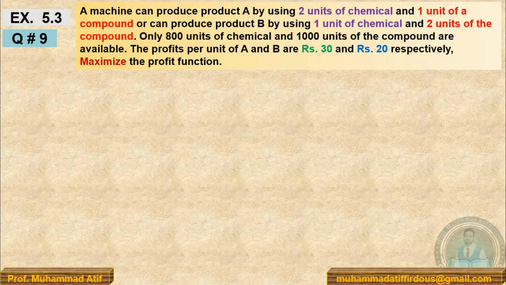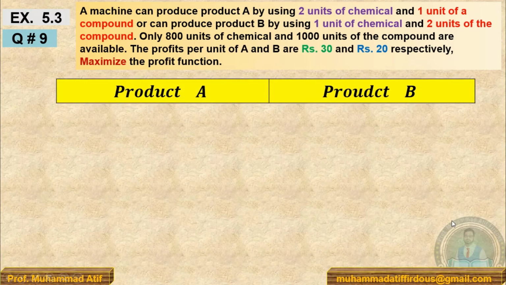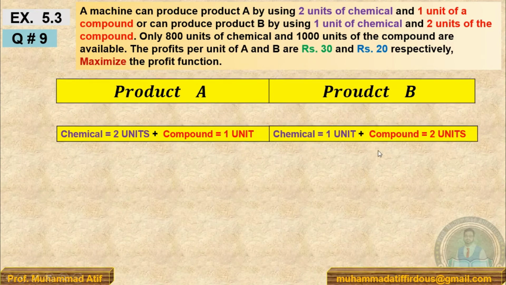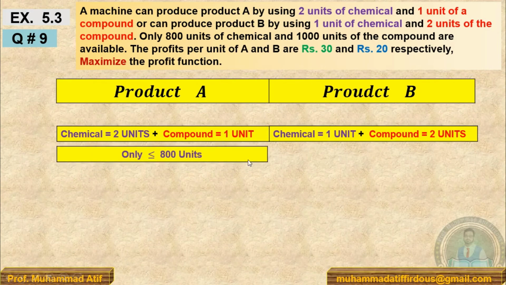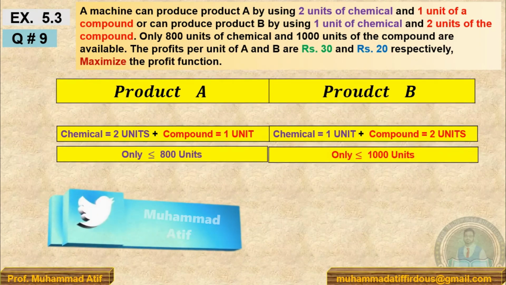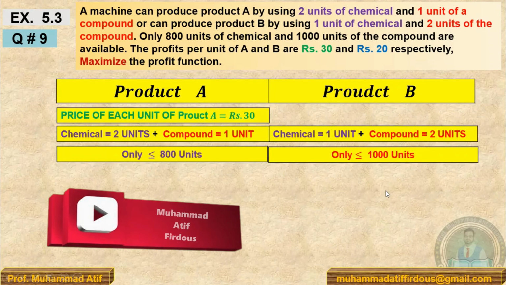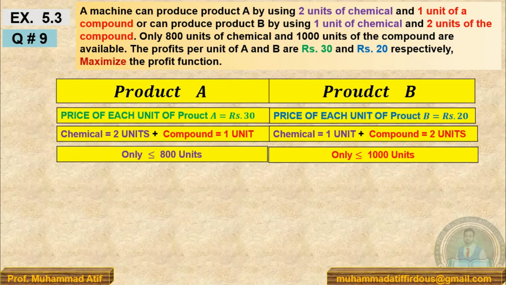Got it? So we start with product A and B. Product A has 2 units of chemical and 1 unit of compound, and product B has 1 unit of chemical and 2 units of compound. You can use only 800 units of chemical and 1000 units of compound. Next, the price of each unit of product A is rupees 30 and product B is rupees 20. You have to maximize the profit.